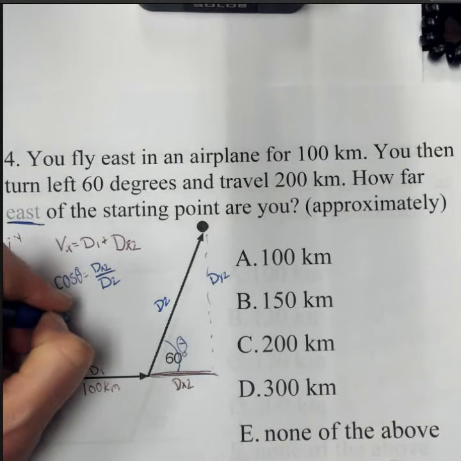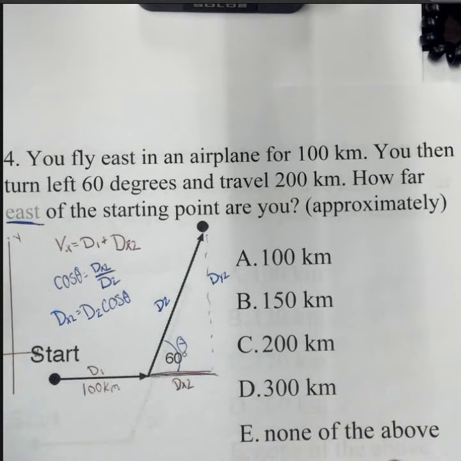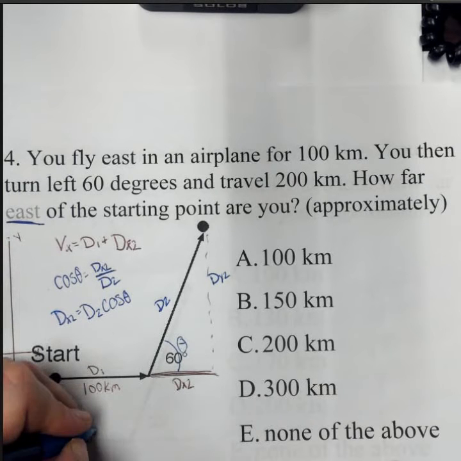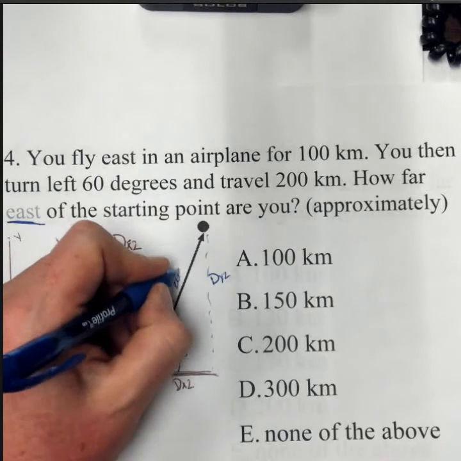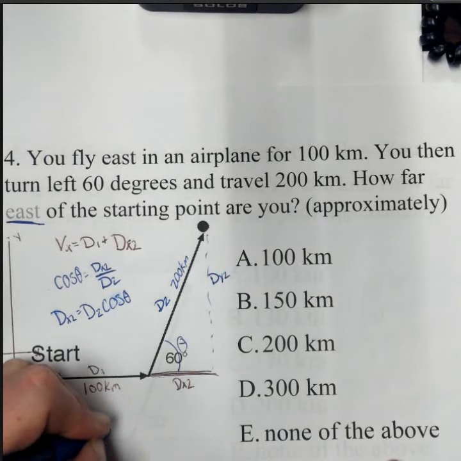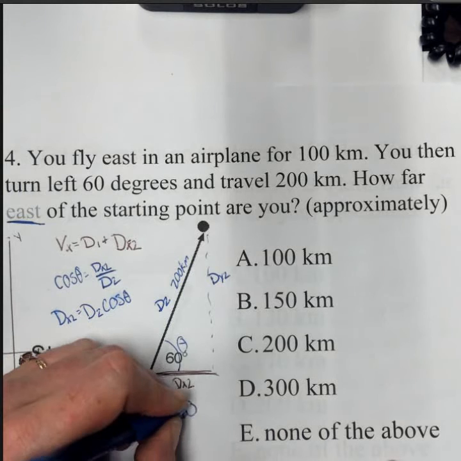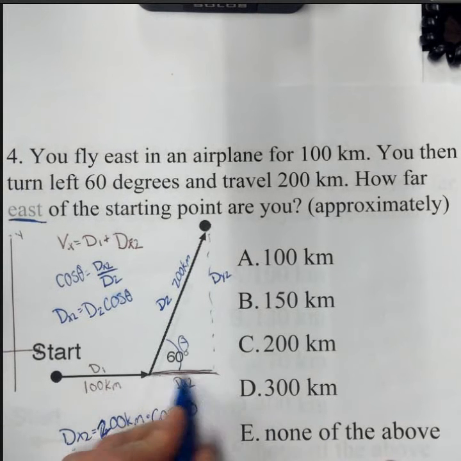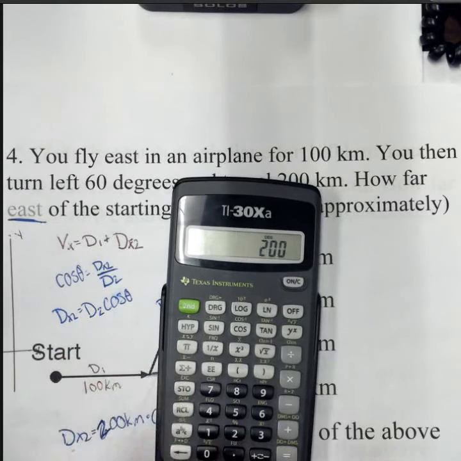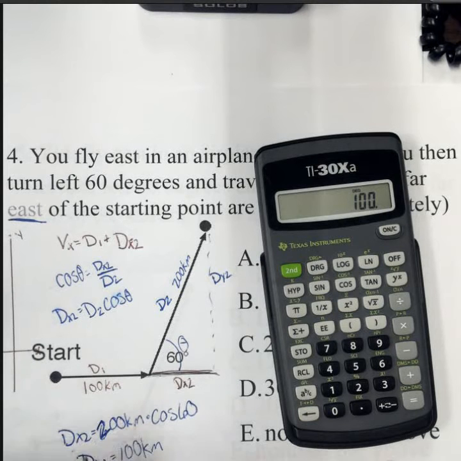It turns out that the x component of that vector is going to be that vector times the cosine of that angle. So dx2 is going to equal d2, which was 200 kilometers that they traveled. So that's going to be 200 kilometers, the value of that vector, times cosine of 60, and that will give me the x component. That will give me that value right there. So I solve for it. The x component of that vector was 100 kilometers. That's what that equals.